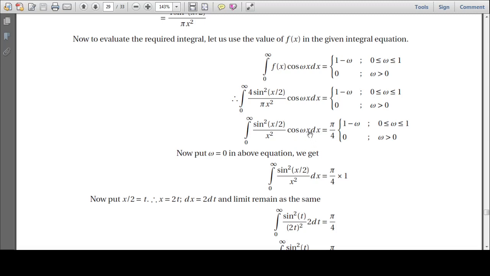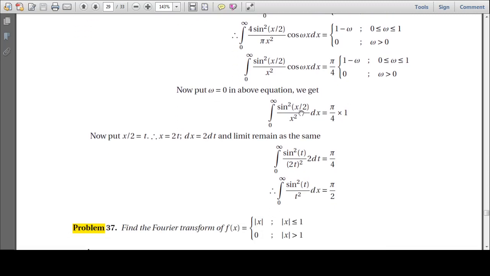We cannot put x equal to 0 because this is integration with respect to x, with x varying from 0 to infinity. Just put omega equal to 0. So cos 0x, or cos 0, becomes 1. When I put omega equal to 0, we have to consider the range 0 less than or equal to omega less than or equal to 1, which contains omega equal to 0. So here we put omega equal to 0, and we get the right side as pi by 4 into 1, that is pi by 4.